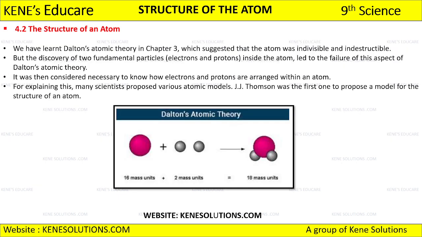Now after this we have to study the structure of an atom. We learned Dalton's atomic theory in chapter 3, which suggested that the atom was indivisible and indestructible, right? But the discovery of two fundamental particles, which we just studied, the electrons and protons inside the atom, has led to the failure of this aspect of Dalton's atomic theory.